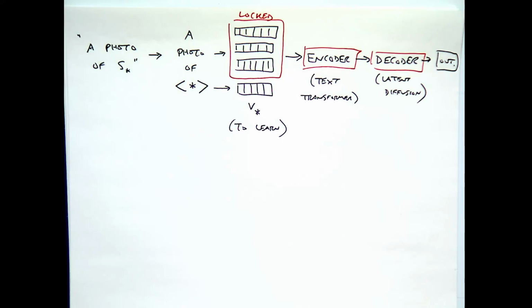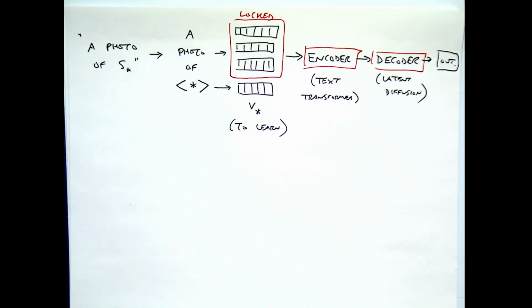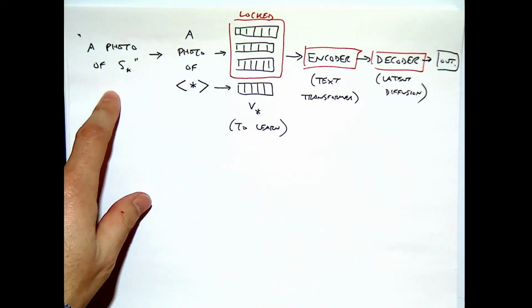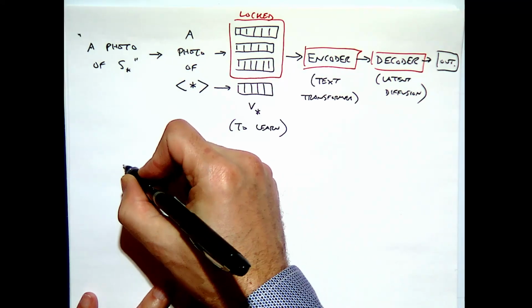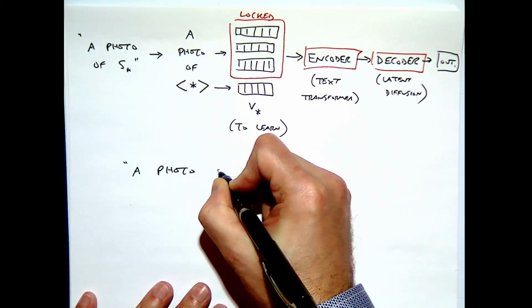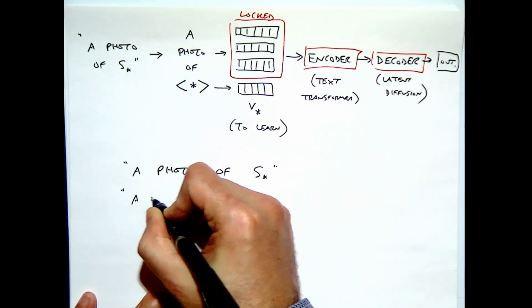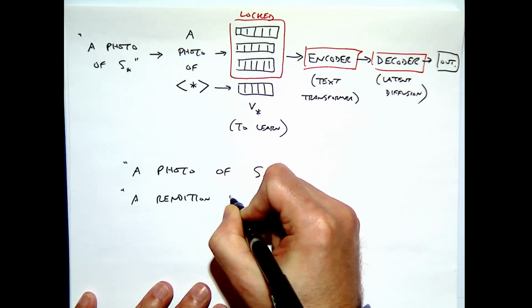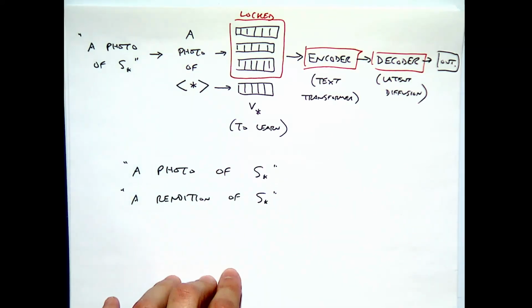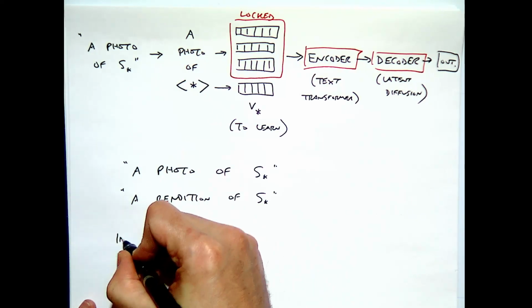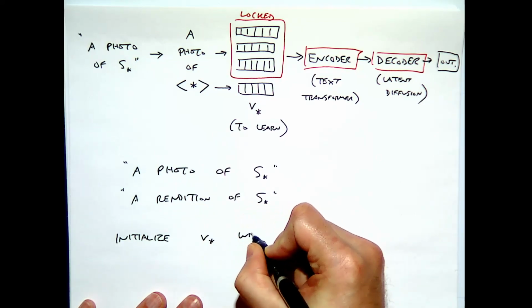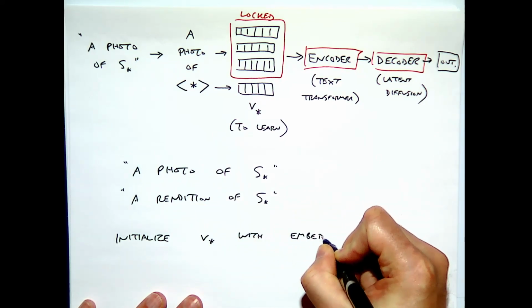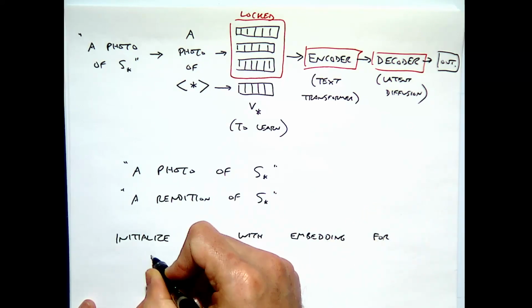And then during training, you basically are not just doing it with a single thing like this. Again, we talked about prompt engineering before, right? So if you read papers like Textual Inversion, and DreamBooth is what we're talking about next, basically you have a bunch of things like a photo of S star, a rendition of S star. You initialize the embedding with the embedding for the general class.